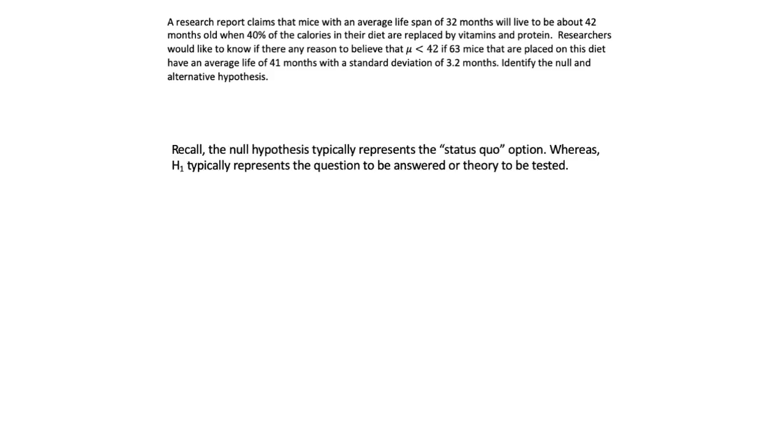Now remember, the null hypothesis typically refers to the status quo, whereas H1, or the alternative hypothesis, typically represents the question to be answered or the theory to be tested. So in this case, our null hypothesis is that the mean stays the same at 42, but the alternative is that it's less than 42.